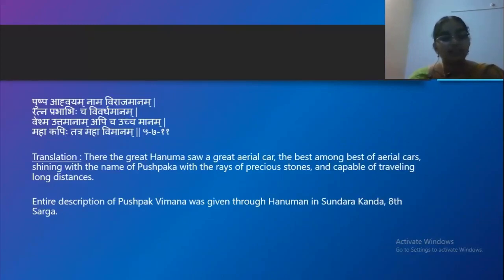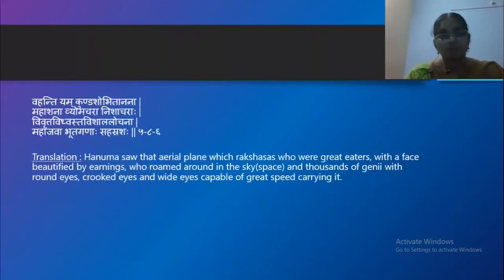And this is again another description, from the Ramayana. There the great Hanuman saw a great aerial car, the best among the best of aerial cars, shining, by the name of Pushpaka Vimana, with the rays of precious stones and capable of traveling long distances. The entire description of Pushpaka Vimana was given through Hanuman in Sundarakanda, 8th Sarga. And again the translation, another similar description of Pushpaka Vimana: Hanuman saw that aerial plane which Rakshasas, great eaters with faces beautified by earrings, who roamed around in the sky, and thousands of genii with round eyes, crooked eyes, and wide eyes, capable of great speed, were carrying.